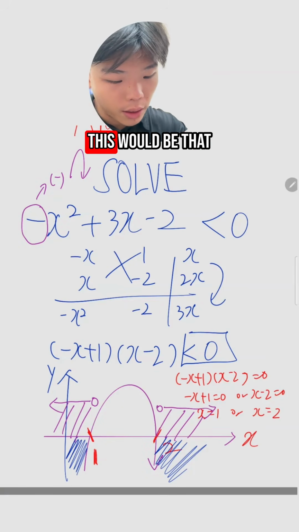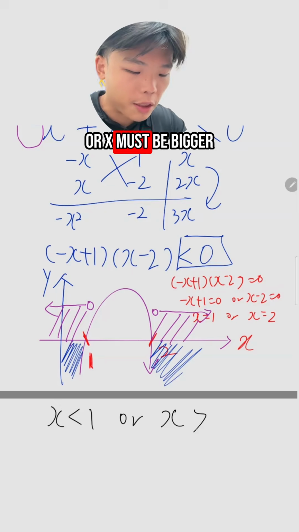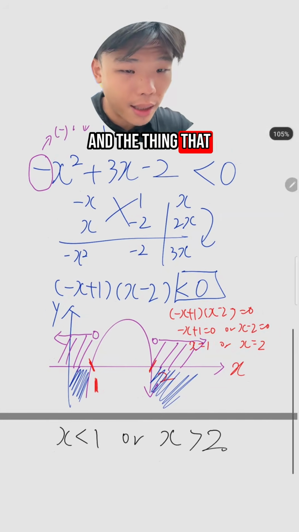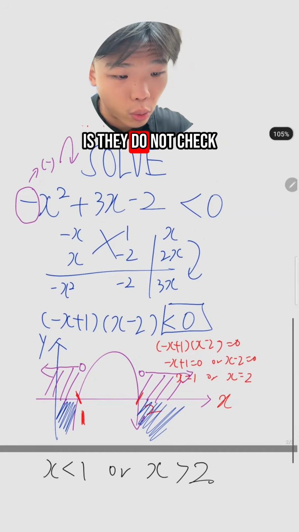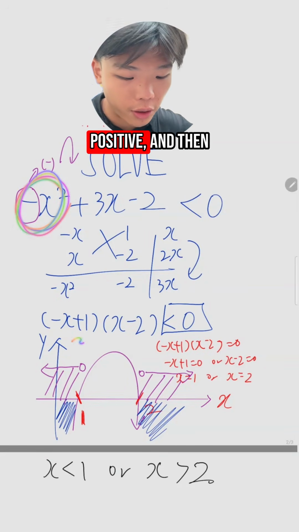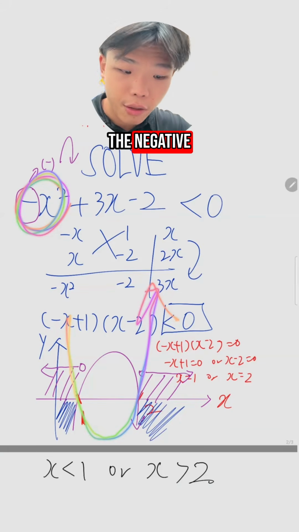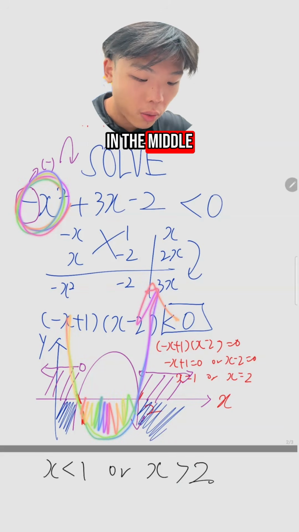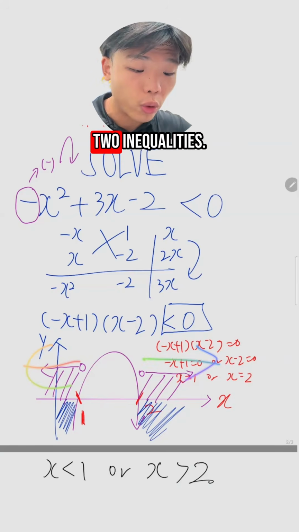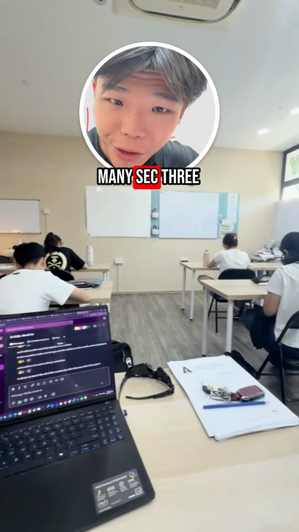And therefore, the answer to this would be that x itself must be smaller than 1 or x must be bigger than 2, right? And the thing that a lot of students always get wrong is they do not check the coefficient of x squared, because when the coefficient of x squared is positive and then you point upwards like that, right, that is where you realize that the negative region is actually in the middle instead of it being separated into two inequalities.